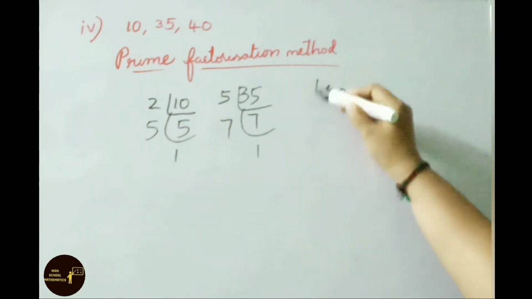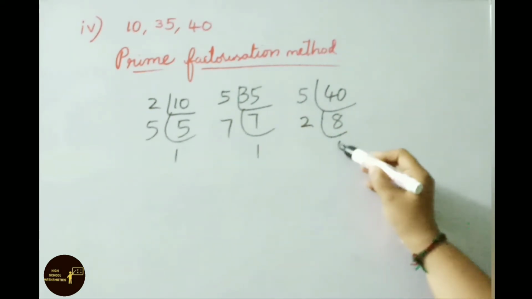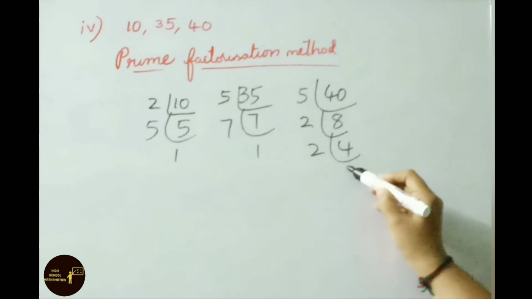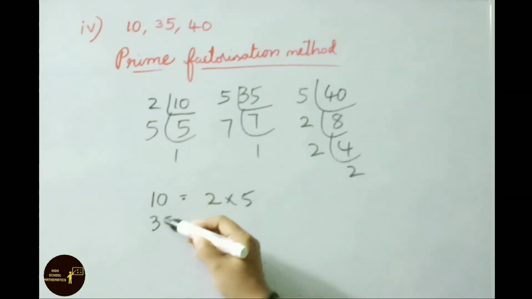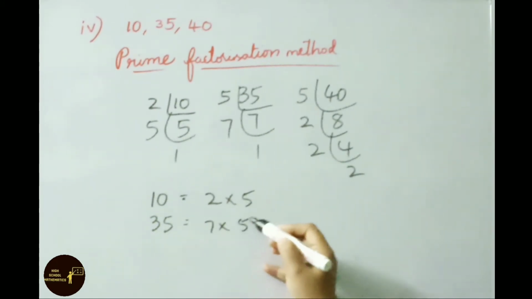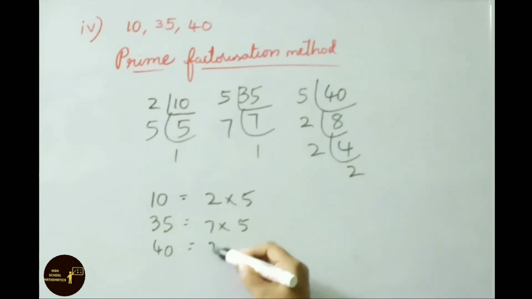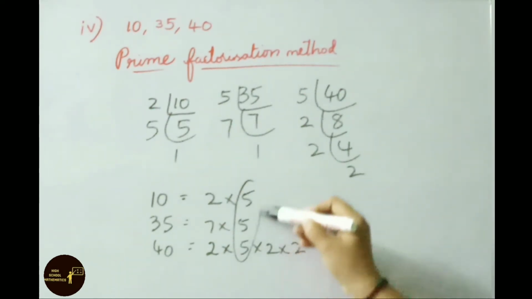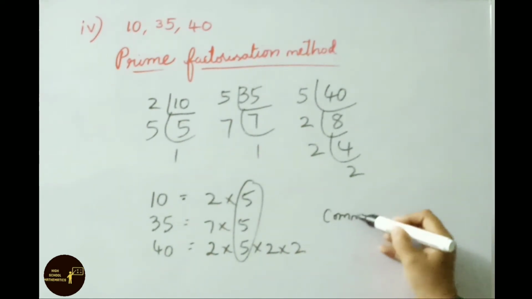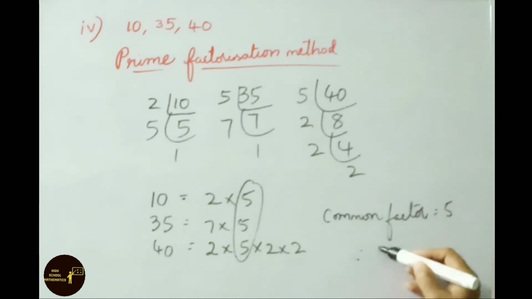Now let us divide 40. 5 table, 5 eights are 40. 2 table, 2 fours are 8. Again 2 table, 2 twos are 4. Factors for 10, 2 into 5. Factors for 35, that is 7 into 5. Factors for 40, that equals 2 into 5 into 2 into 2. Now let us take common factor, which is 5. Write down common factor equals 5. Therefore, HCF is 5.